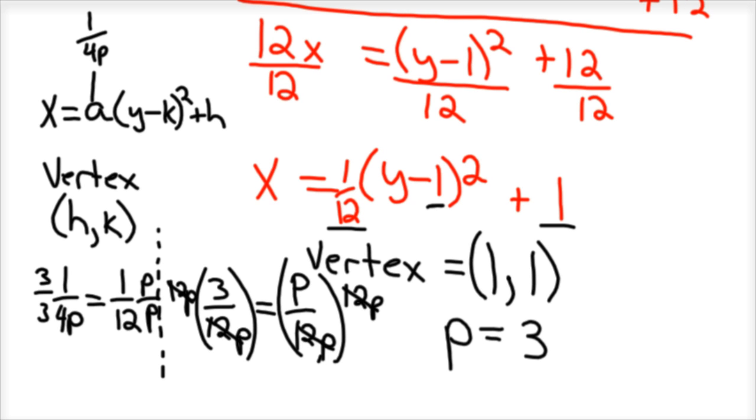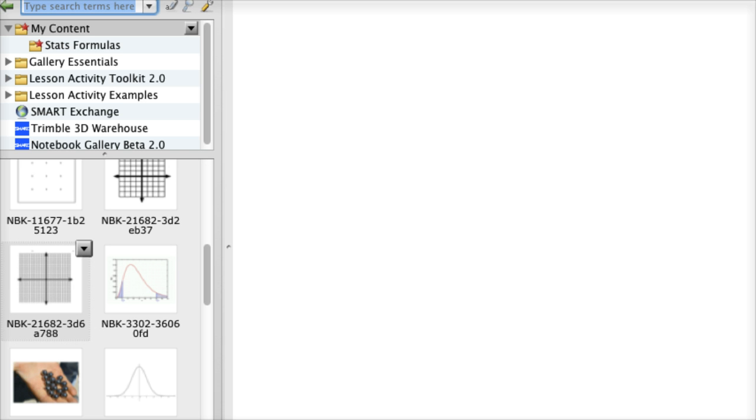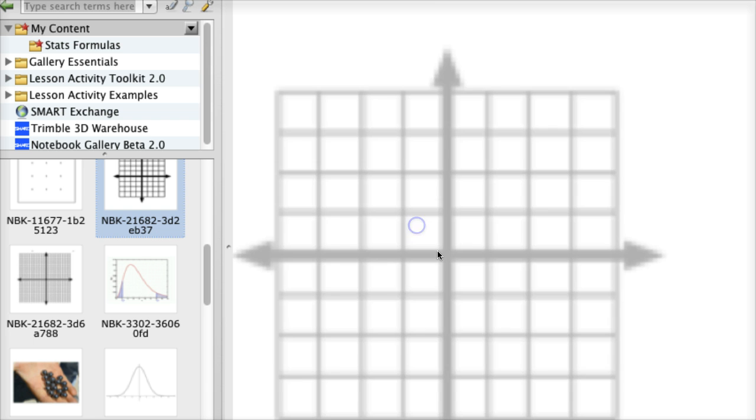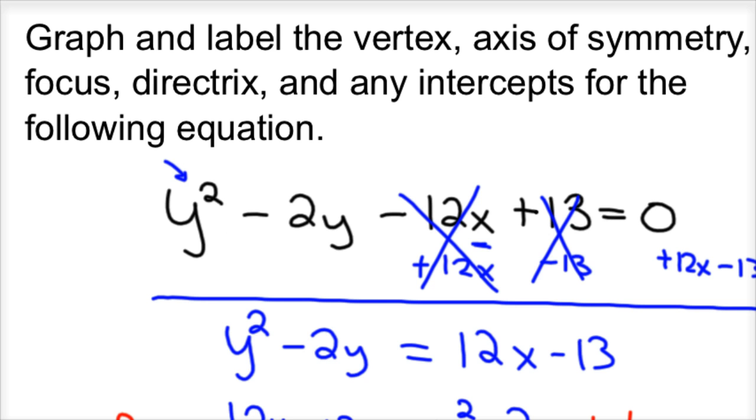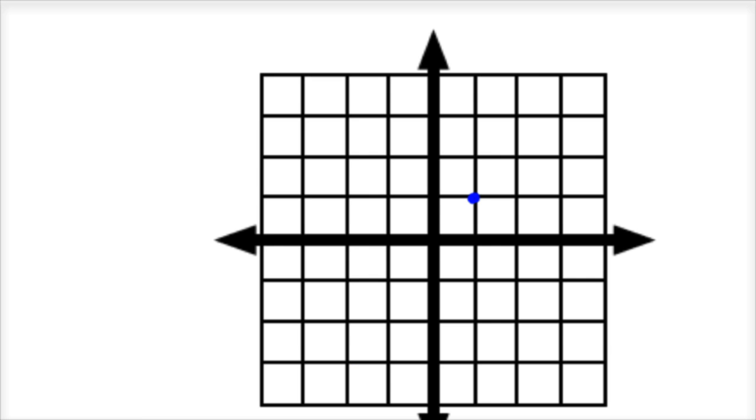vertex, or focus. So I'll go ahead and we're going to add another page, and I'll put in a graph here. And I think we can just use this simple one. So the first thing, 1, 1 is my vertex. This graph opens, since we're solving for x and a is positive 1/12, to the right. So my focus is here at, it looks like, 1, 2, 3, 4. So there's my focus. My directrix is 3 the other direction, 1, 2, 3.